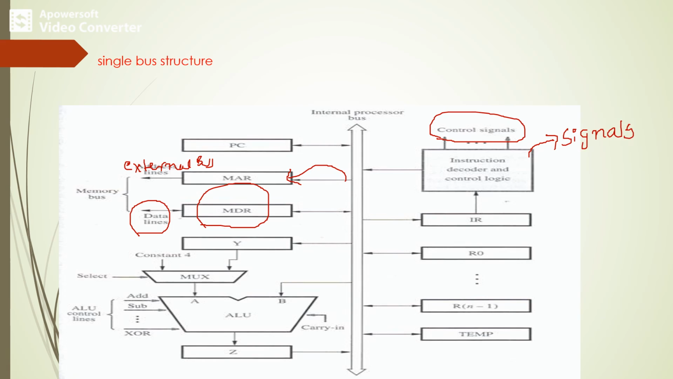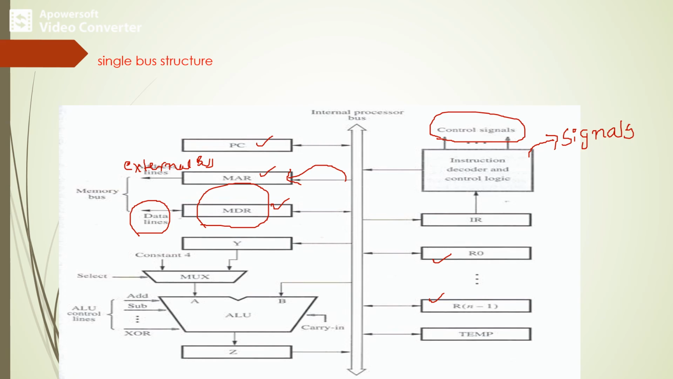The functional elements like PC, MAR, MDR, R0, R1, etc. are connected to the internal bus. We can observe that we have PC, MAR, MDR as well as R0 to Rn-1, and everything is connected to the single system bus along with special registers.